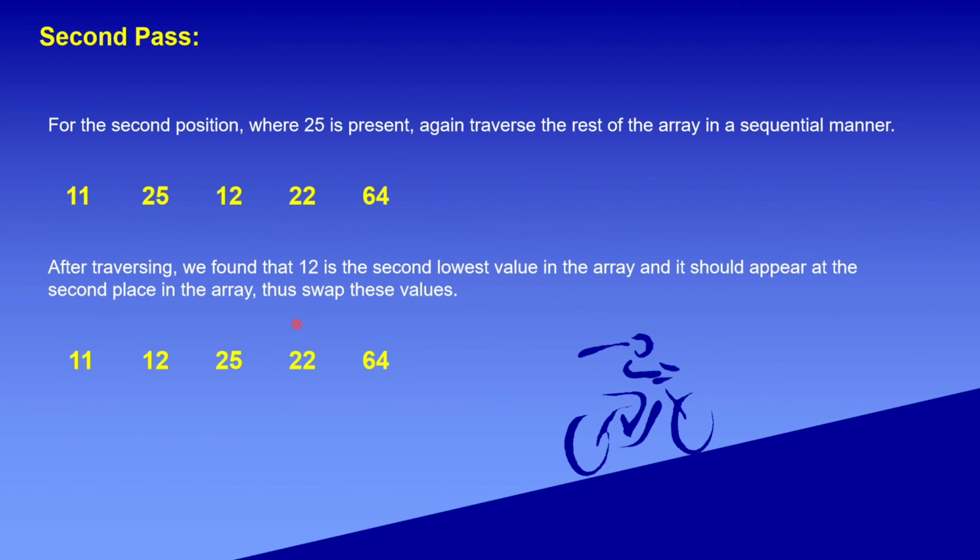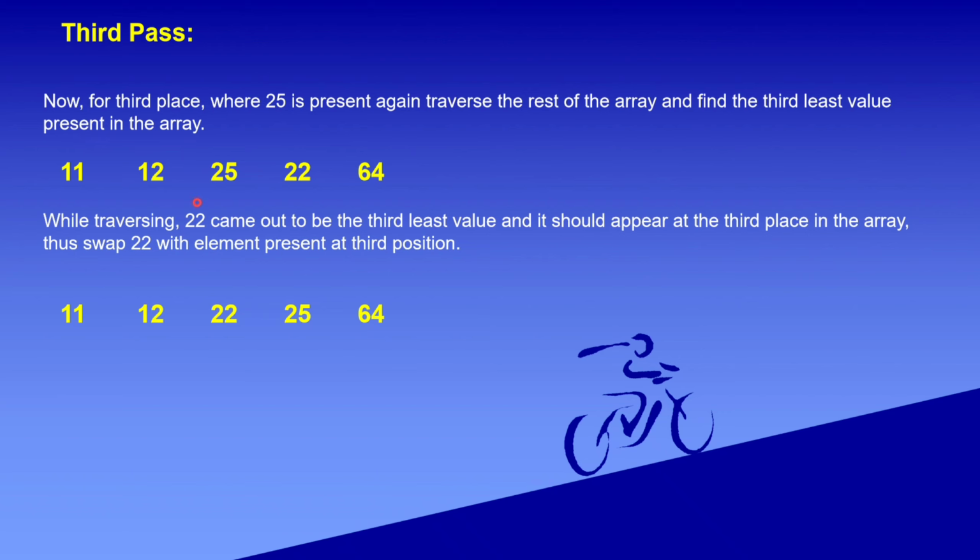Now again the same process. We take the third element of the array. The third element is 25. We take 25 as minimum. Now we check the whole array and find that 22 is the lowest in the whole array. After swapping 25 and 22, our array is 11, 12, 22, 25, and 64.